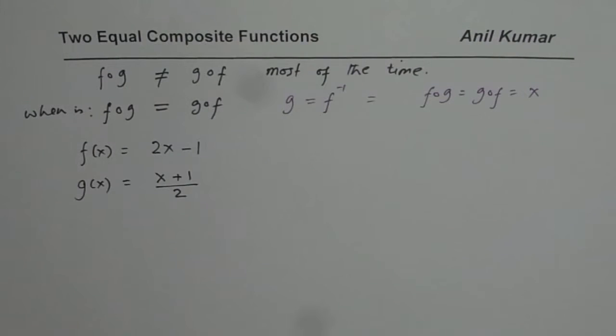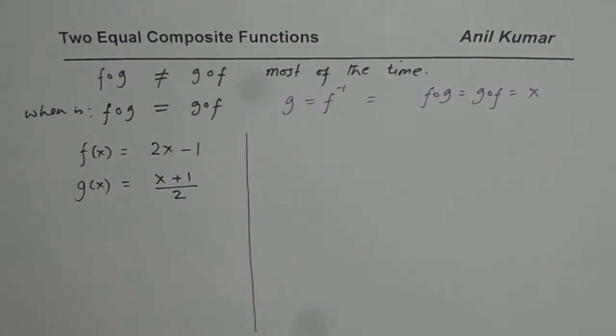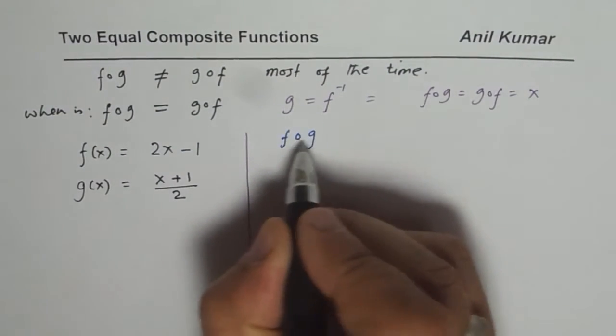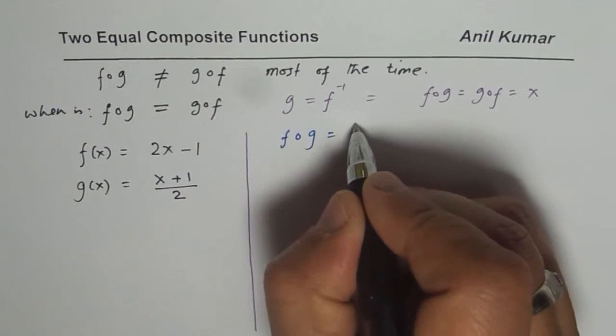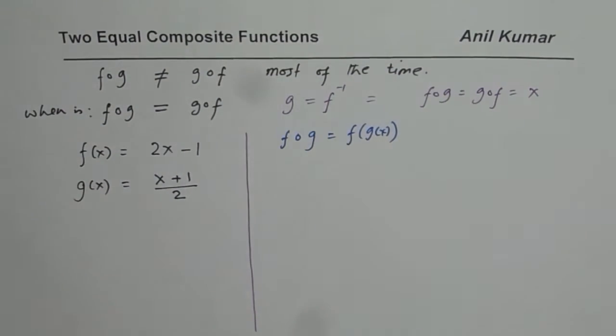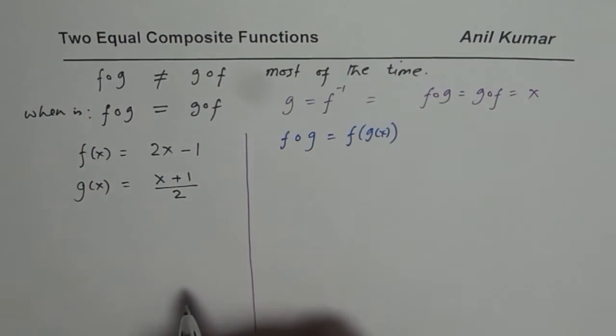Now, some of you may not agree with me. So what we will do here is check it out, right? Let us check. What is f of g of x? When I write f of g, it really means f of g of x, right? This is what it means, correct? So let's calculate what f of g is in this particular case.